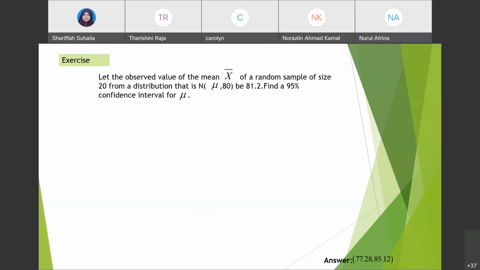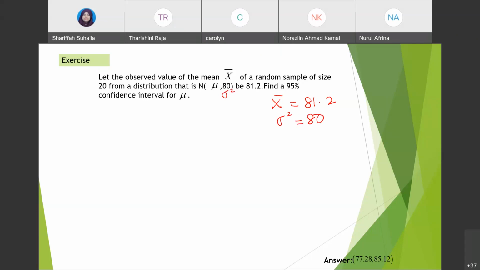Okay. Solve the problem. So let's say you have here a random sample of size 20. Normal with mean mu, your variance is 80 and your x bar here is given as 81.2. Okay, carry out the information. So x bar from the question is 81.2. So you have parameter mu, your unknown parameter. So that means you want to find your interval estimate for mu. Okay, so given is your sigma square. So your sigma square is equal to 80.